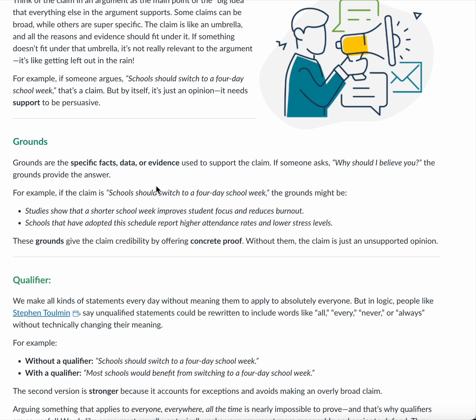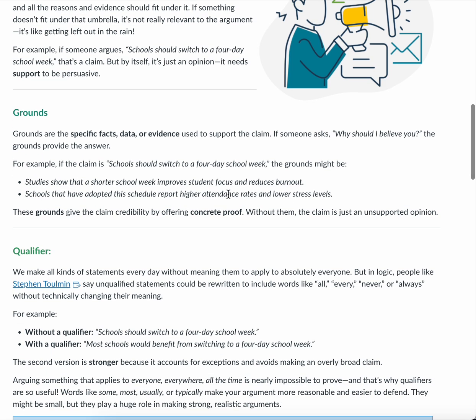Now we have our grounds, and this is what's going to support our claim. Grounds are specific facts, data, or evidence that support the claim. If someone asks, why should I believe you? The grounds provide the answer. So for the claim we mentioned earlier, strong grounds might be studies show that a shorter school week improves student focus and reduces burnout, or schools that have adapted the schedule report higher attendance rates and lower stress levels. But without clear and credible grounds, the claim will remain unsupported and unconvincing. So we want to make sure that we add those grounds to support our claim.